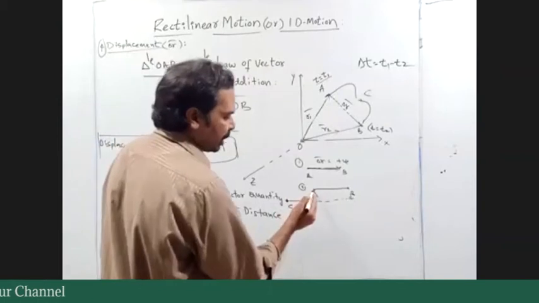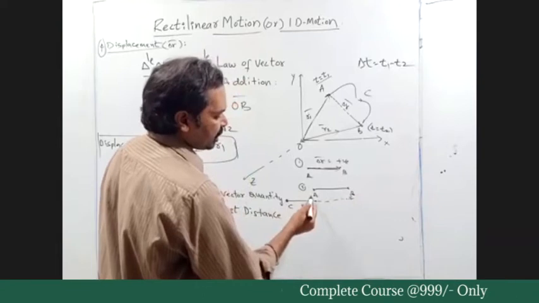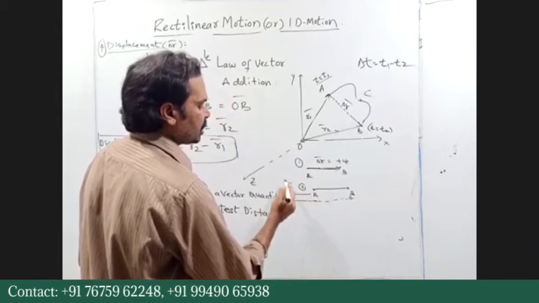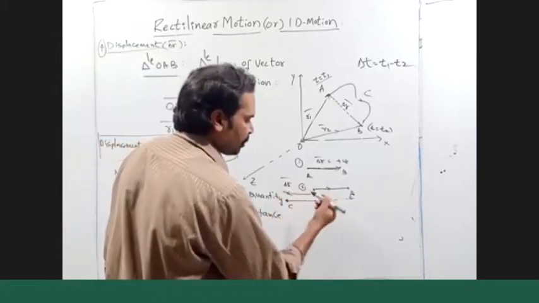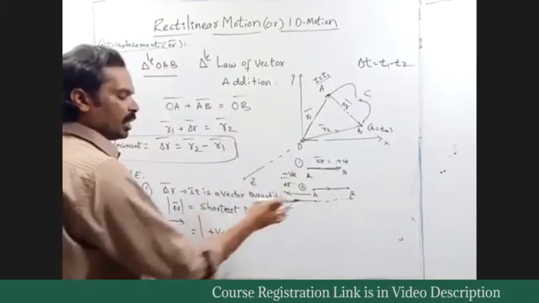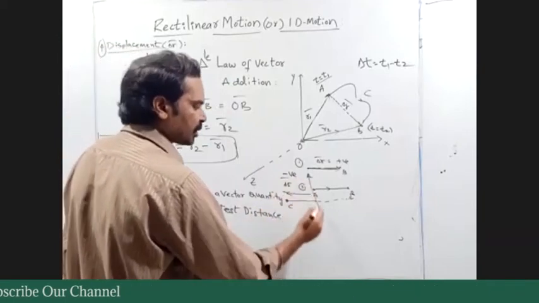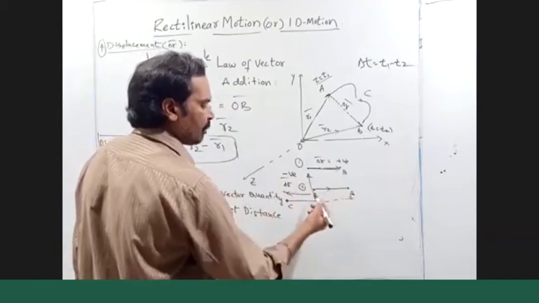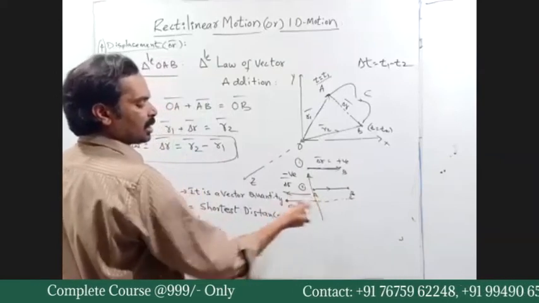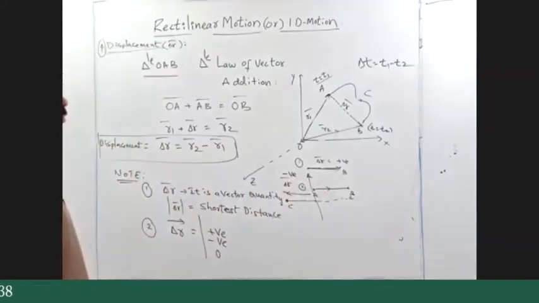Initially it is moving in this direction, but the final displacement is this. This is delta r bar, but the initial movement of the particle is in this direction. So here the change in position vector, the displacement vector, is negative with respect to the initial motion. Overall the displacement is in the opposite direction of the motion of the particle, so this is negative.